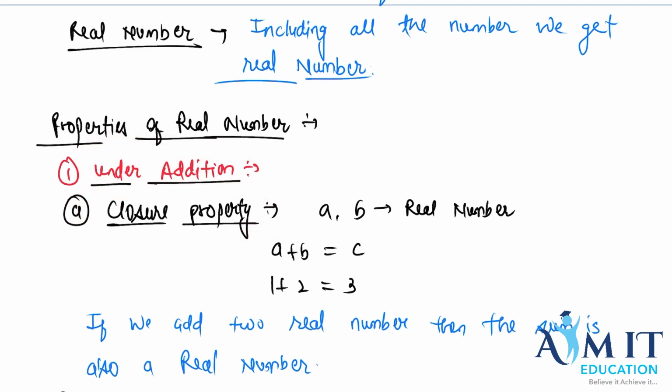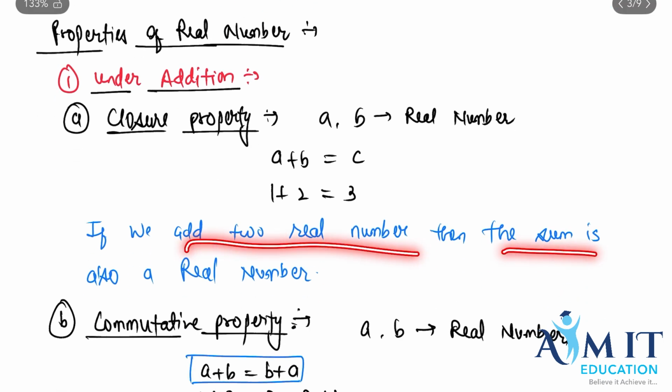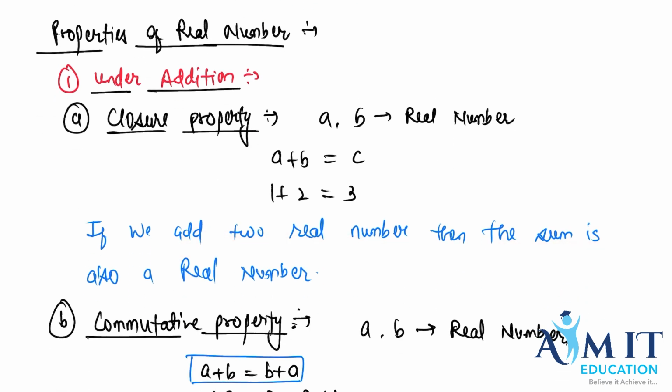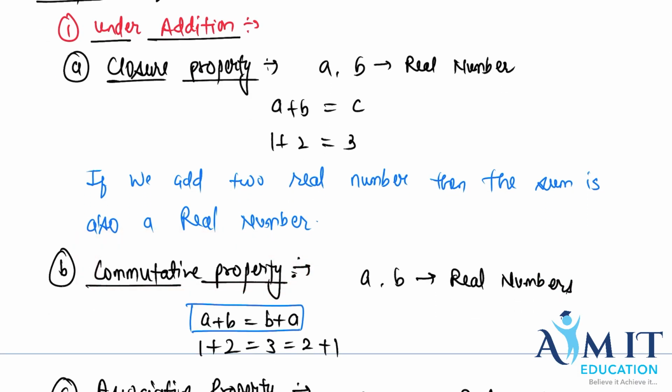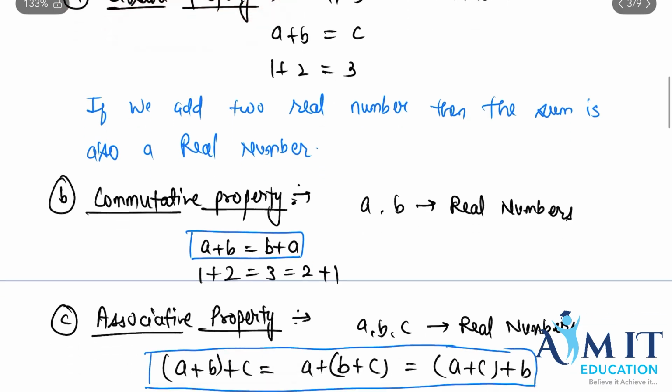Closure means if we add two real numbers then the sum is also a real number. Next is commutative. Commutative means we can change the order, like 1 plus 2 is equal to 2 plus 1. Just shuffling, we can say, of the numbers between two numbers under addition. That is your commutative property.